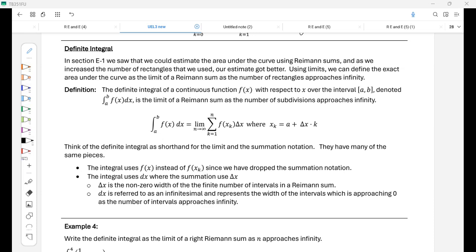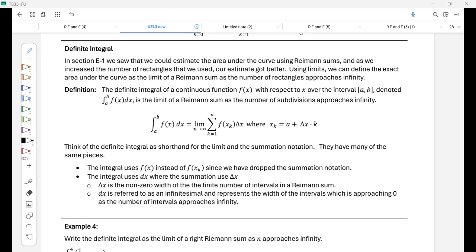The notation is similar. The limit of the summation is what the integral represents, right? So the integral from a to b is the limit of the summation. A and b are hidden inside here. That's what we're going to see in the next set of questions. So a and b don't actually show up in this part of it. They show up over here in a couple different ways.